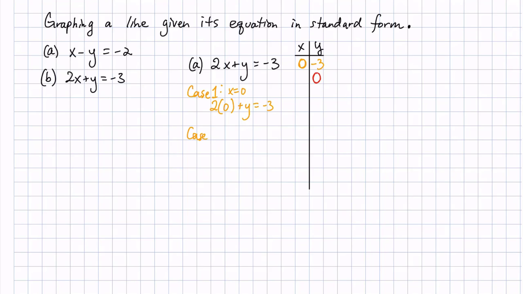Case 2. This time y is 0, and now we're looking for x. So now we have 2 times x plus 0 is equal to negative 3. Divide both sides by 2, and we get x is negative 3 over 2. So we will put negative 3 over 2 here. Now we're ready to graph.